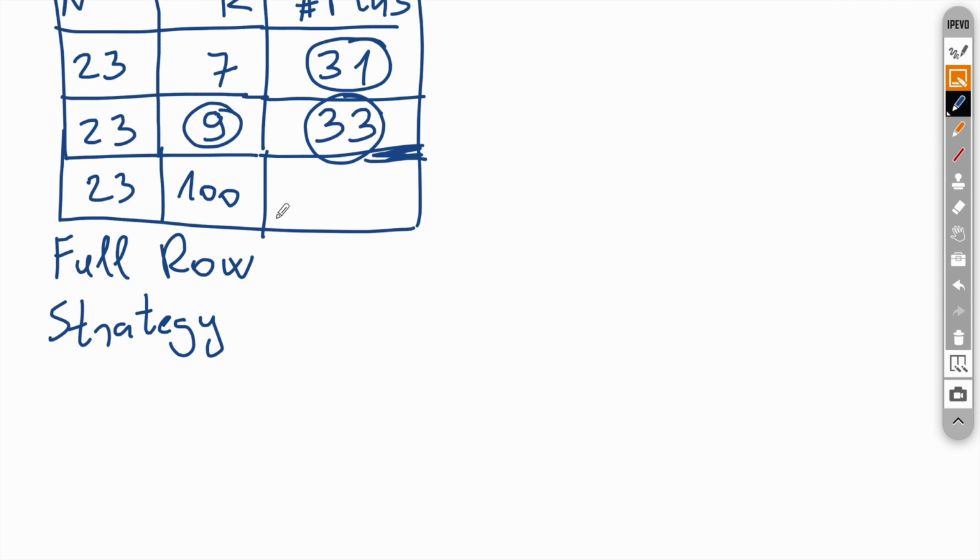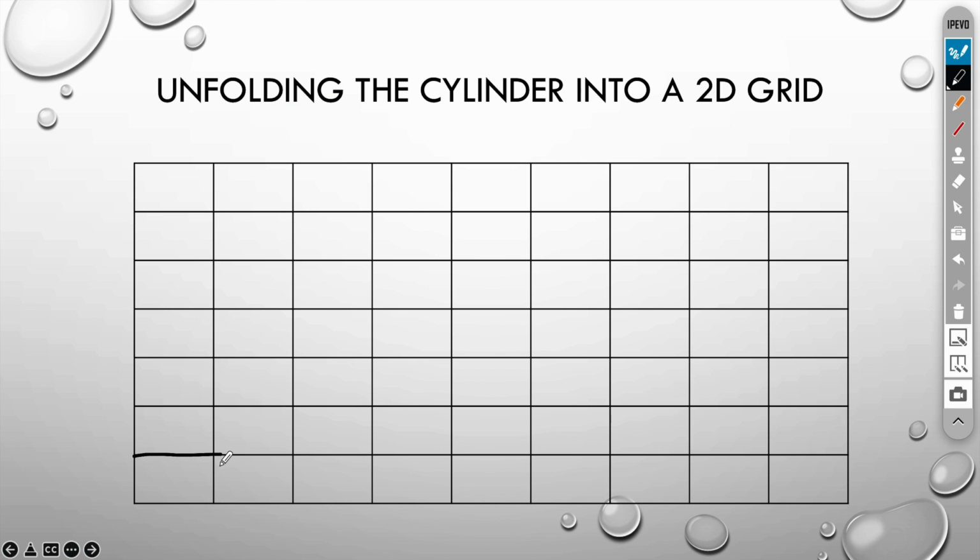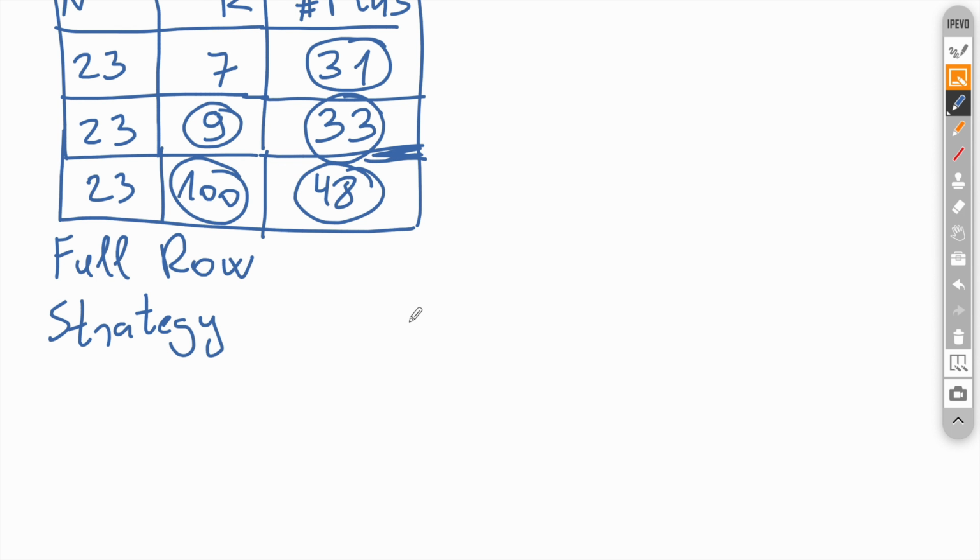Let's see another example. In this case, k is very large, 100. Definitely by greedily trying to fill in the first row, we wouldn't succeed because we don't have enough papers. For this case, we would need 48 pins. Why? Because the first paper would require 4 pins, and each additional one would require 2 of them. So we would have 4 plus 2 times 22, and this equals 48. This number here is suspicious. In a sense, it's suspiciously high.